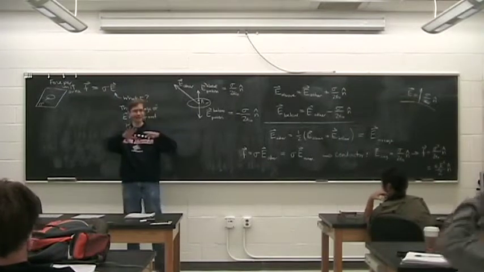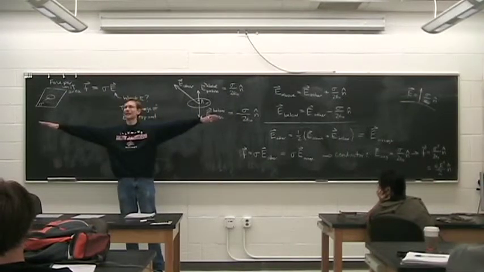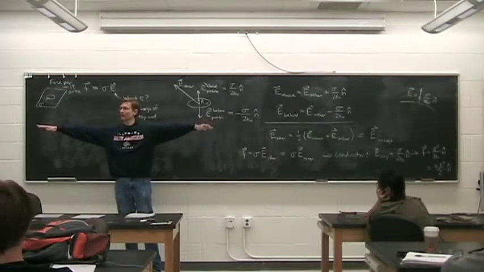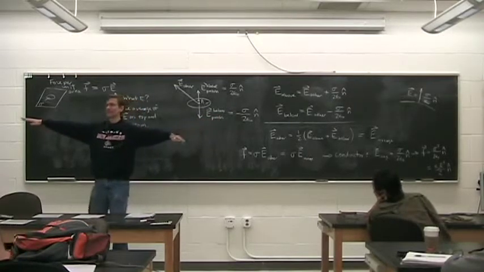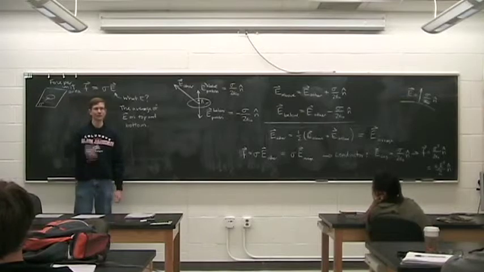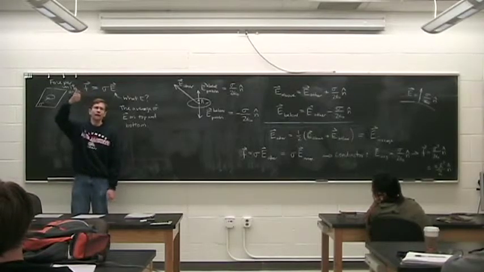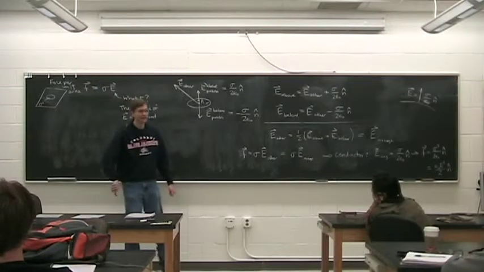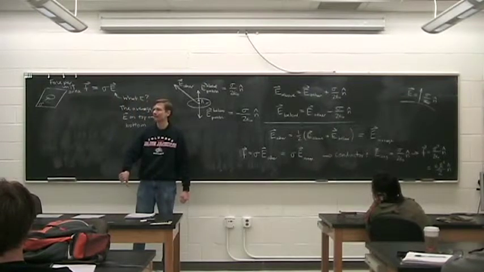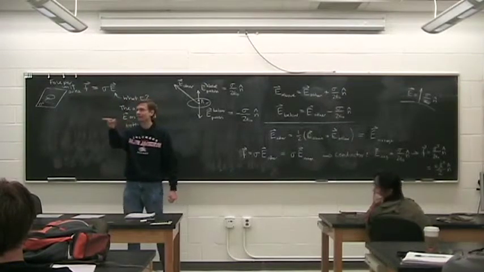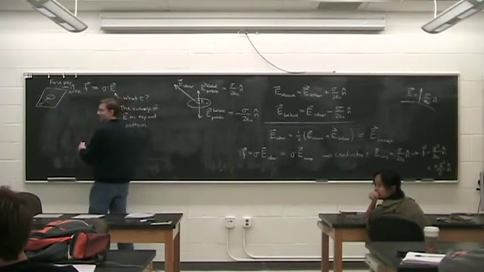Everybody buy into the idea that if I had an infinite plane with surface charge sigma on that infinite plane, it would produce an electric field sigma over 2 epsilon naught up everywhere in space above it, sigma over 2 epsilon naught down everywhere in space below it. Happy or not? You're not happy with that. Is that true? Okay. All right.